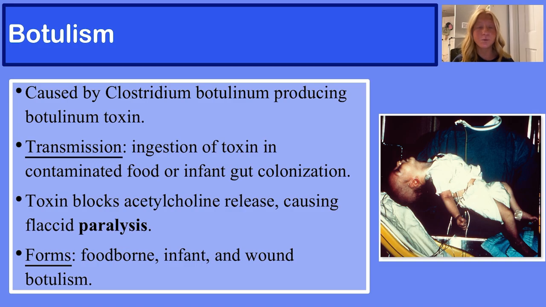And foodborne botulism occurs when the preformed toxin is ingested from improperly canned or preserved foods. And then infant botulism happens when spores colonize the gut after exposure to honey, while wound botulism develops after infection in deep tissue. So each form can cause progressive paralysis if it goes untreated.